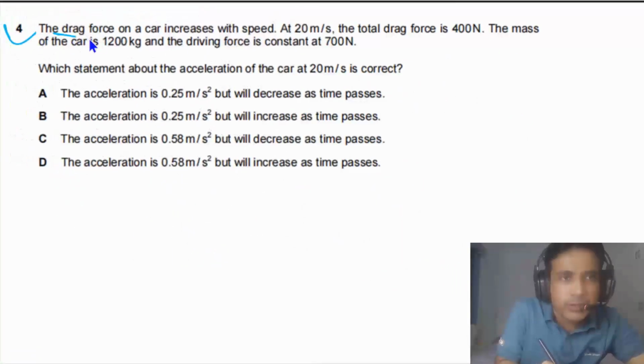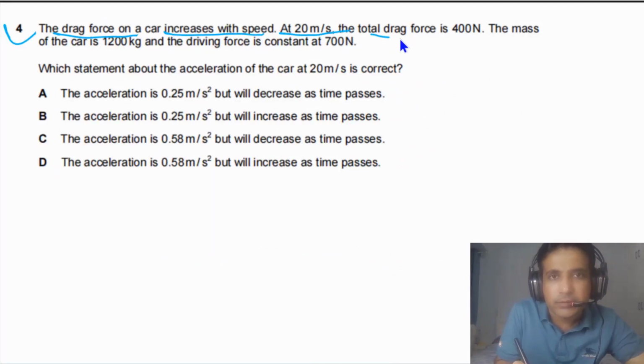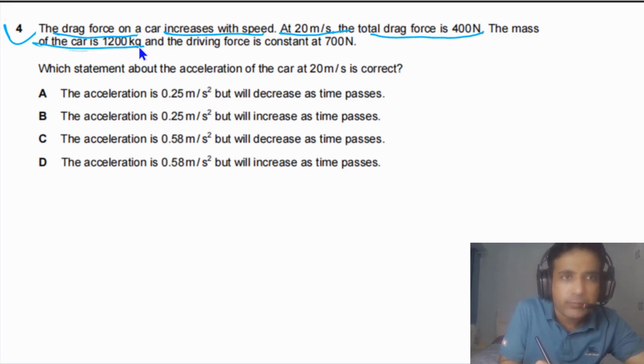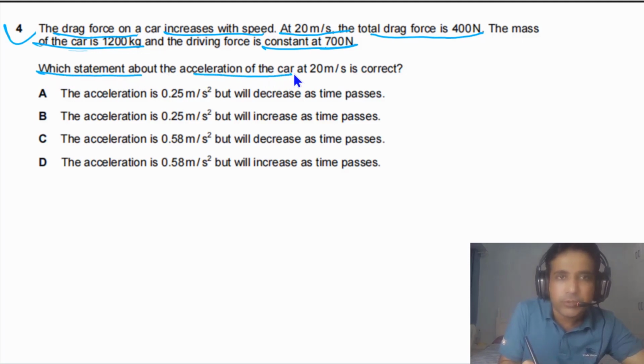Question number 4 says the drag force on a car increases with speed. At 20 meters per second, the total drag force is 400 newtons. The mass of the car is 1200 kg and the driving force is constant, equal to 700 newtons. The question is asking us to find out which statement about the acceleration of the car at 20 meters per second is correct. So first of all, we need to calculate the acceleration of the car.